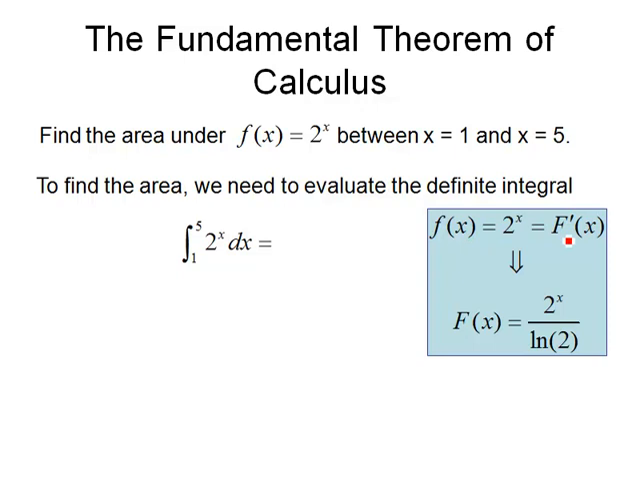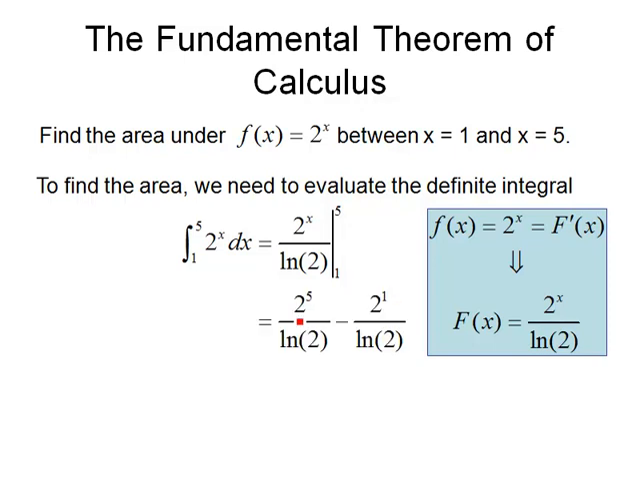If capital F prime of x is 2 to the x, then the antiderivative is 2 to the x divided by ln of 2. This is one of those rules that we learned earlier. So I write down my antiderivative, 2 to the x divided by ln of 2, and I need to evaluate that from 1 to 5 and then subtract. So I get 2 to the 5th over ln of 2 minus 2 to the 1 over ln of 2. And when I work those numbers out, I end up getting 30 over ln of 2, which is approximately 43.3.